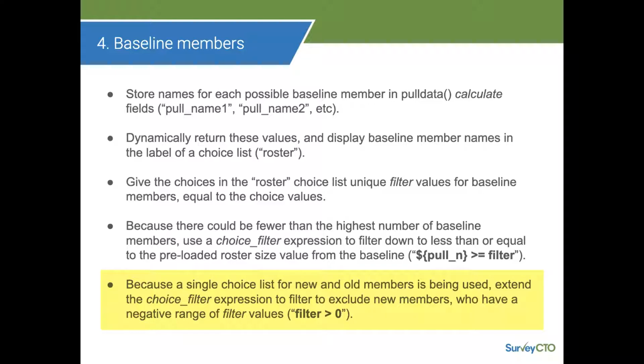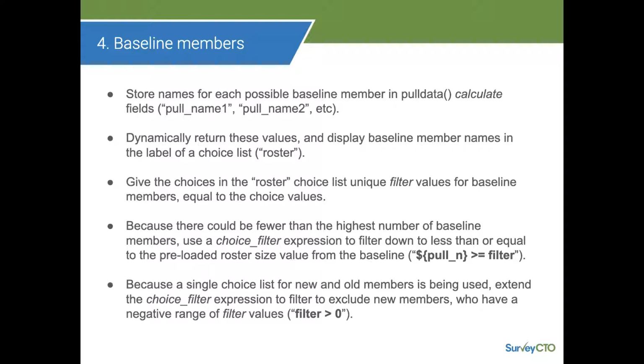Also, because a single choice list for new and old members is being used, the choice filter expression needs to filter out new members at this stage. This is achieved by including filter is greater than 0 in the choice filter expression in the old list field. This works because new members have negative ranges of filter values.